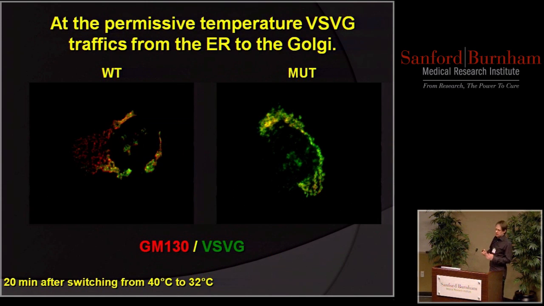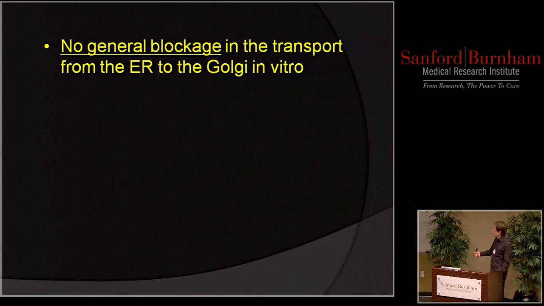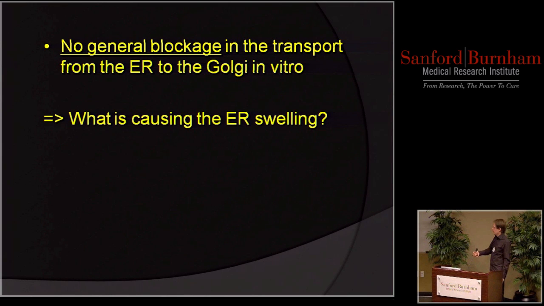But when you put these cells at a permissive temperature of 32 degrees, the VSVG is released from the ER and will actually move to the Golgi. And interestingly, this happened both in the wild type and the mutant. The pattern of VSVG is now identical to that of the Golgi marker. So there is no blockage, or at least no general blockage, in the transport of proteins from the ER to the Golgi. So we were asking, what is causing this ER swelling?